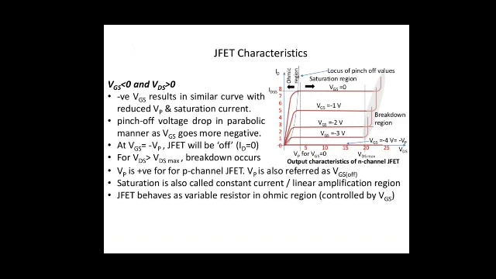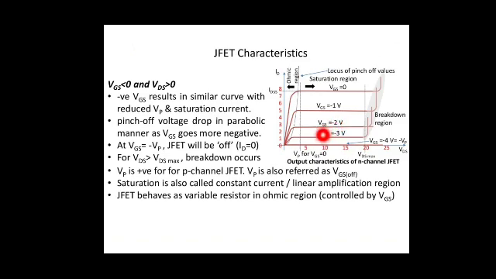Next, this is known as the saturation region. This is the ohmic region, and this is the saturation region, where you are having a constant value of IDS. That part of the graph is known as the saturation region.